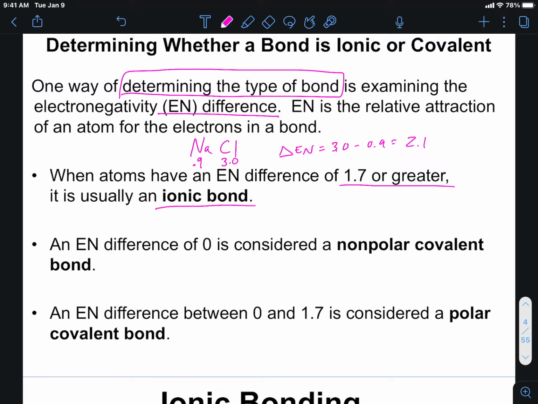Okay. Then you have some combinations where your difference is 0. So if your difference is 0, like if you have two of the same element bonded to each other, right? Chlorine bonded to chlorine, well, that would be 3 minus 3. And so, of course, the delta EN would be equal to 0. And so that bond is what we call a nonpolar covalent bond.